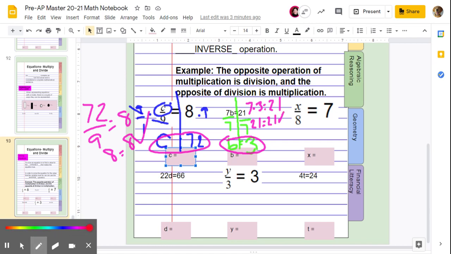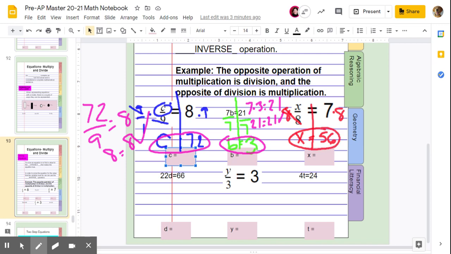Okay, and this next one we have x divided by 8 is equal to 7. The opposite of dividing by 8 is multiplying by 8. So times 8. 8 divided by 8 is going to give me 1, so we have 1x on this side. And then on our right side, we're going to do 7 times 8. 7 times 8 is 56. So we think that x is equal to 56.